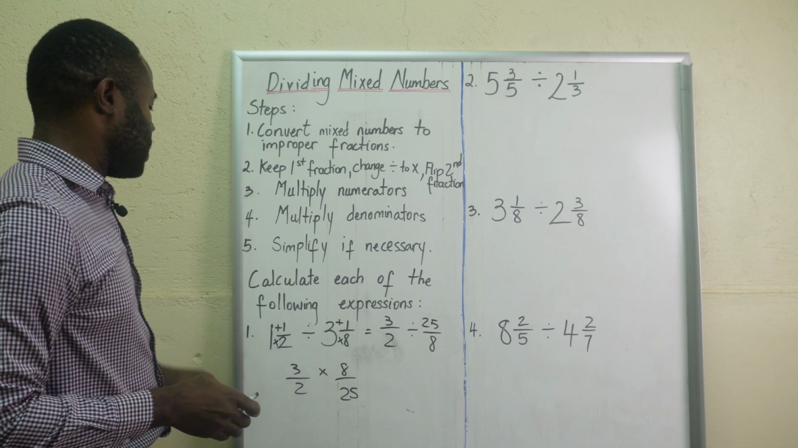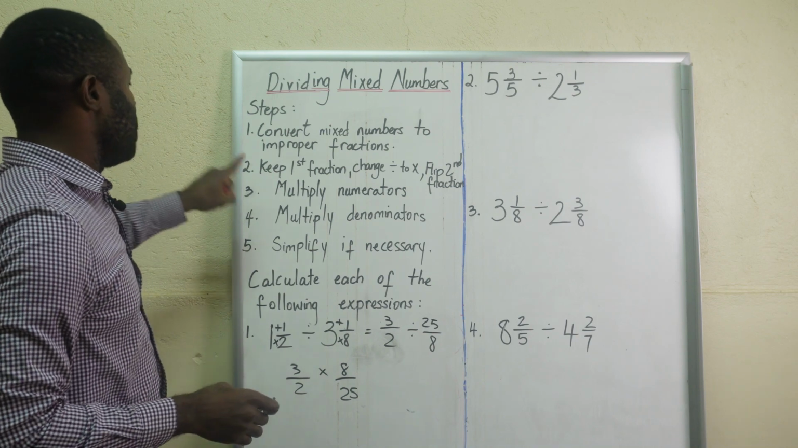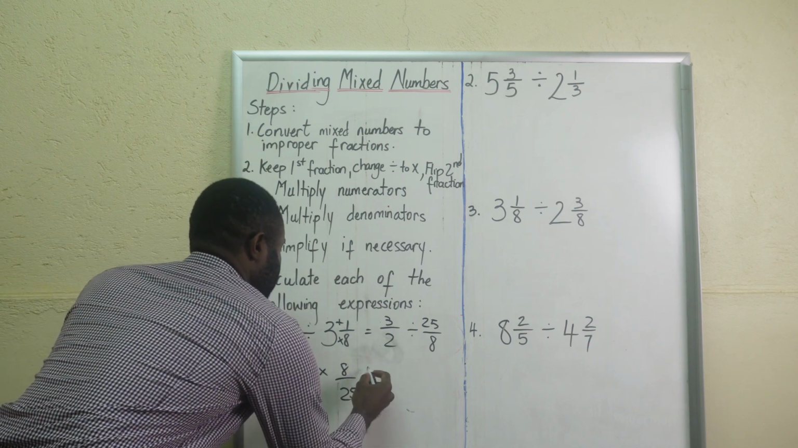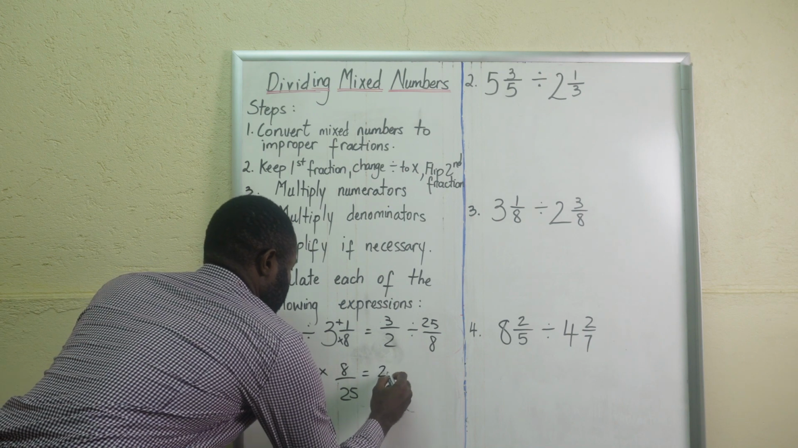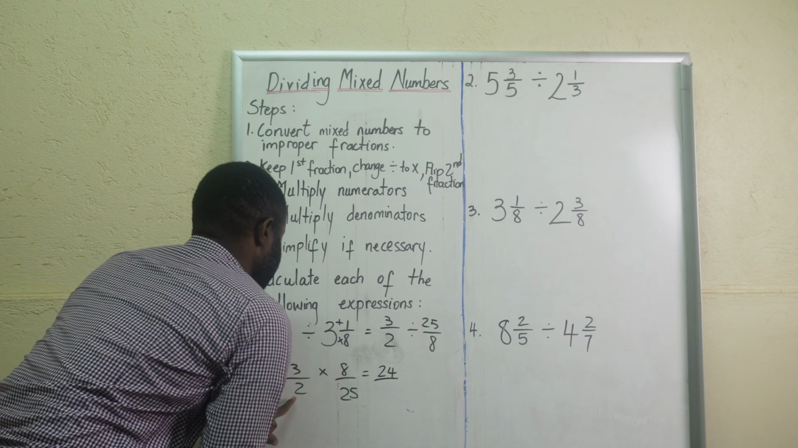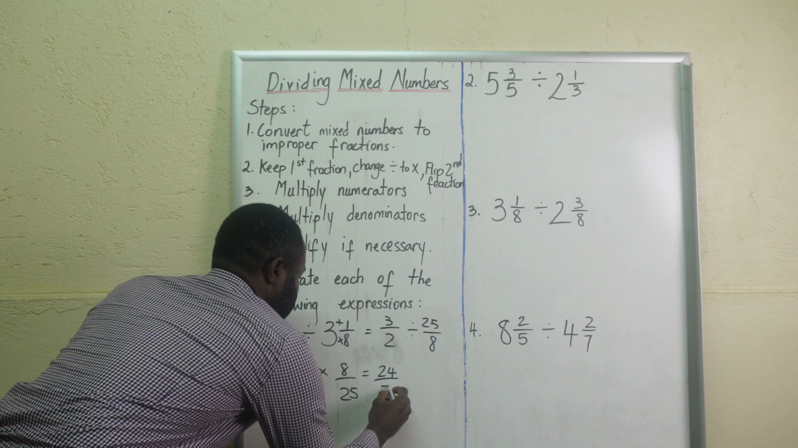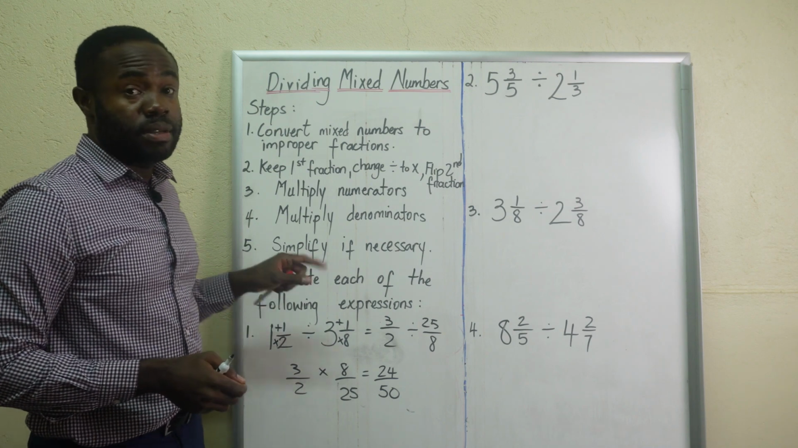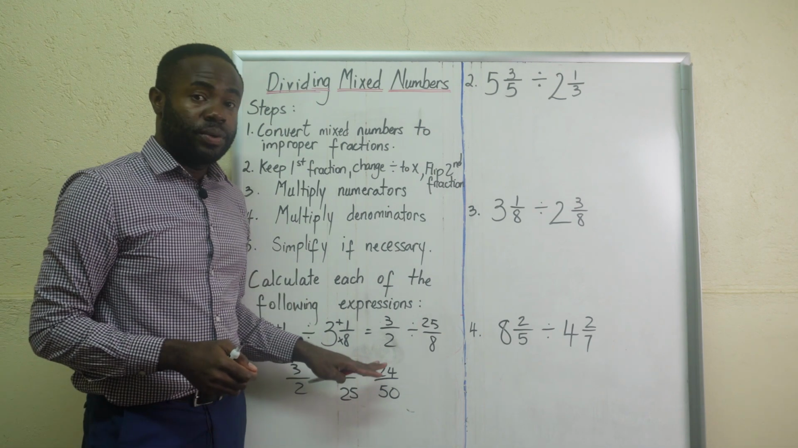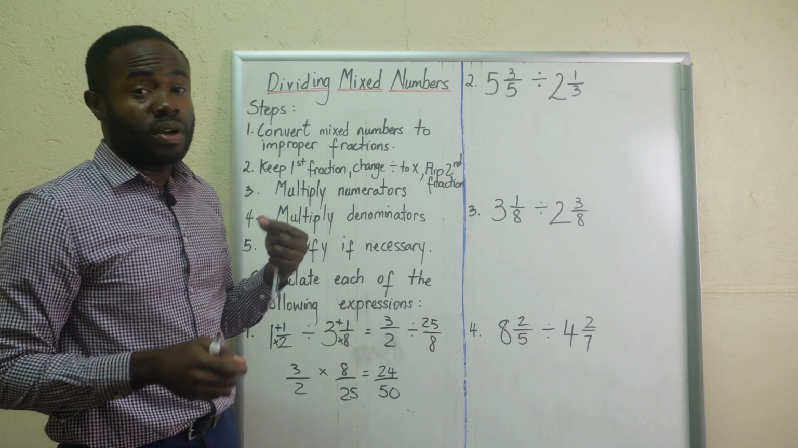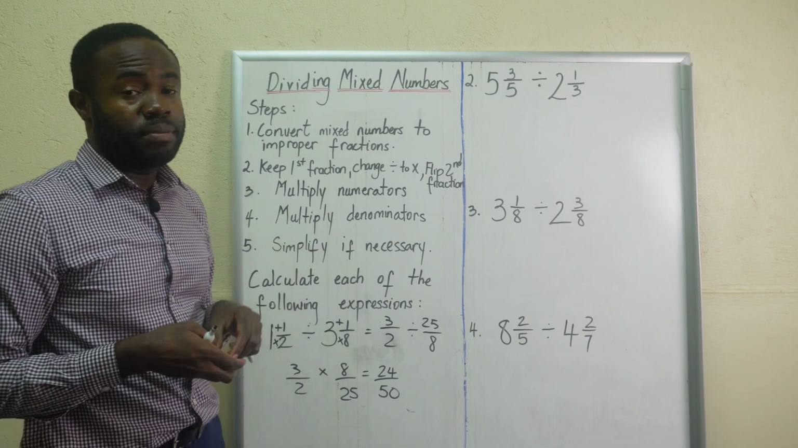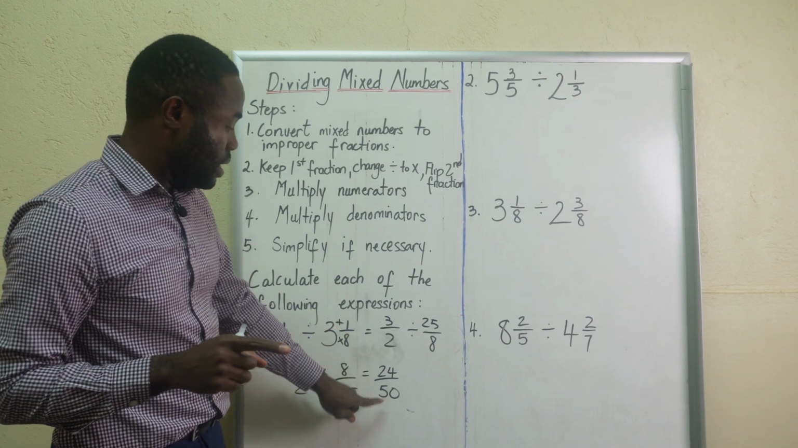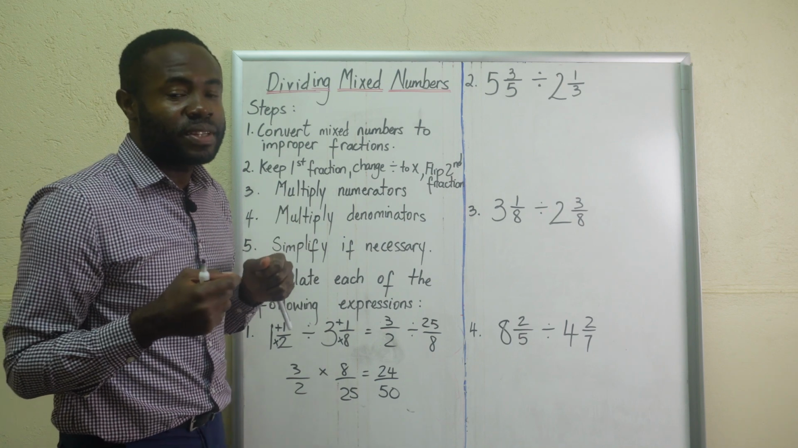All right, next up guys, the next step is to multiply our numerators. So it's 3 times 8, that will give us 24. And then it's 2 times 25, that will give us 50. After you have done that, the last step now is to what? Simplify if necessary. If you look closely, we have 24 over 50. And 24 over 50 can be simplified by first identifying the highest common factor, which in this case would be, what did you say? Good job, would be 2, right?